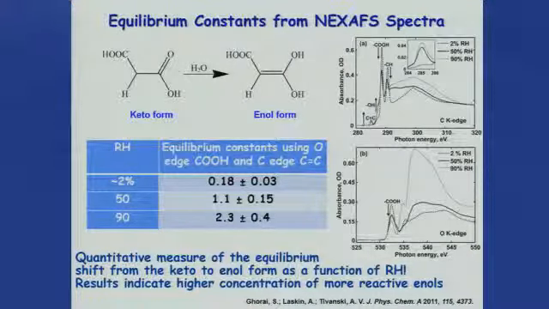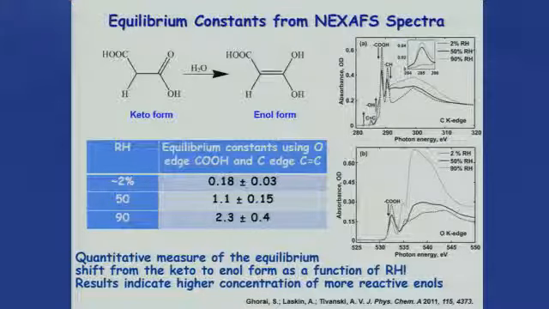So combining the carbon and oxygen K-edge, and again, the intensity for C double bond C from carbon and COH from oxygen, you can quantitatively determine the equilibrium constants. And this is what we did. And as you can see, we have at 2% dry conditions 0.18, at 50% 1.1, and at 90% 2.3.